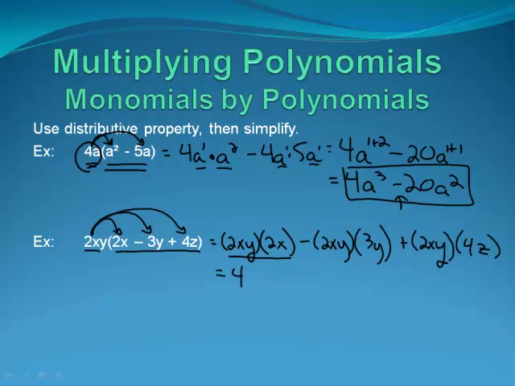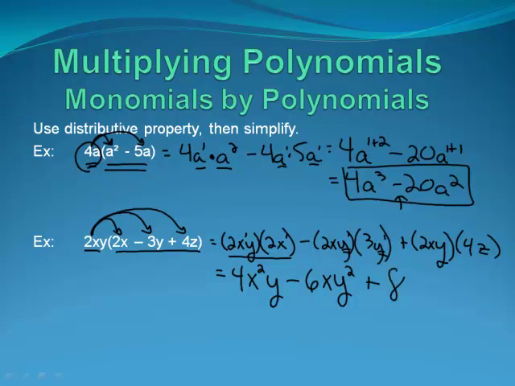So 2 times 2 is 4. X to the first times x to the first would be x to the 1 plus 1, or x squared power. And then that's additionally being multiplied by y. So 4x squared y minus 2 times 3 is 6. X, there's only one x in there, nothing to combine it with. Here we've got a couple of y's though. Y to the first times y to the first is y to the 1 plus 1, or y squared. Y times y is y squared. Plus 2 times 4 is 8.